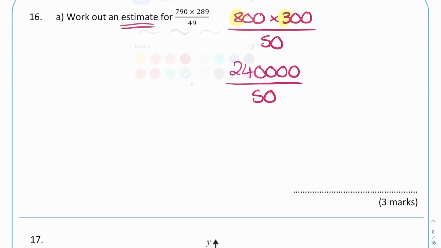Now again, really nice when you're dividing by something like this, because I can just cancel off one of the zeros top and bottom, so instead of dividing by 50, I can divide by 5, I just need to get rid of one of the zeros on the top. Essentially what we're doing is we're dividing the top and bottom by 10, and we're now just going to do 24 with 3 zeros, so what's that, 24,000 divided by 5.